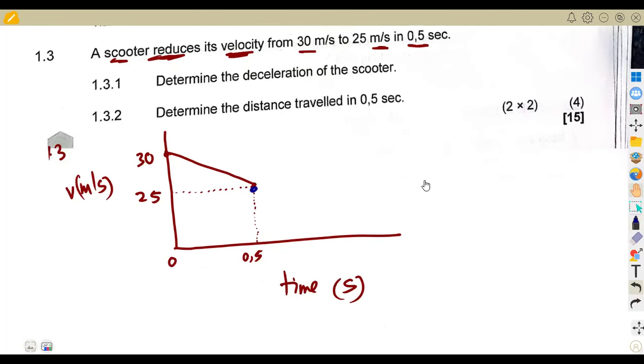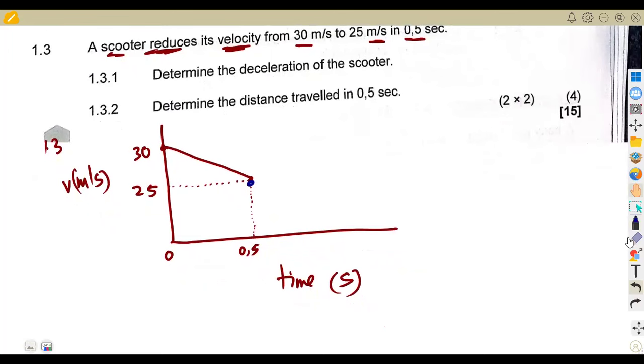So this is our question, 1.3. Determine, on 1.31, the deceleration of the scooter. As we can see, there is a reduction in speed.